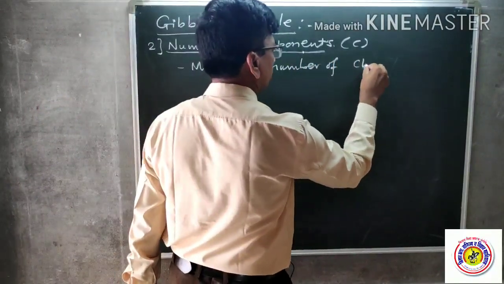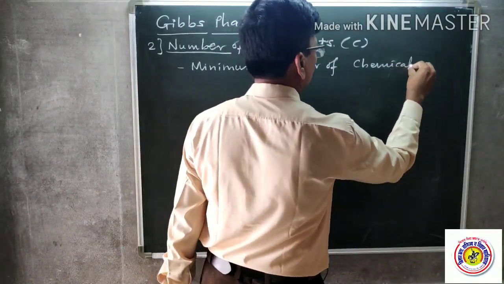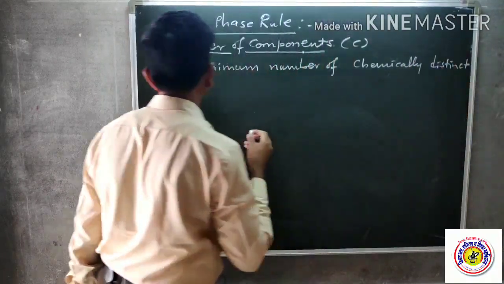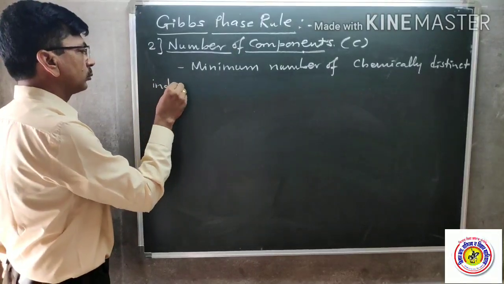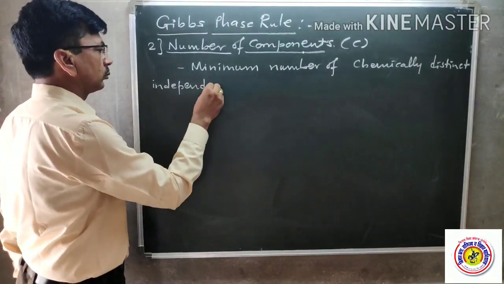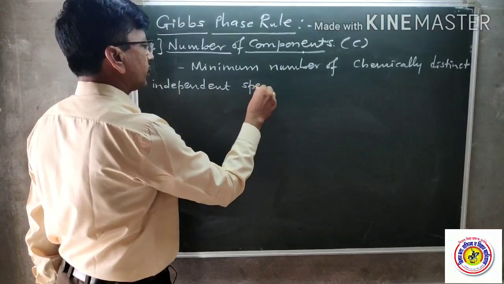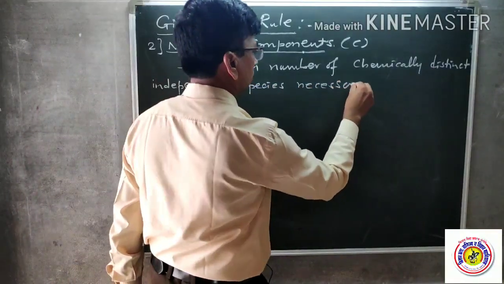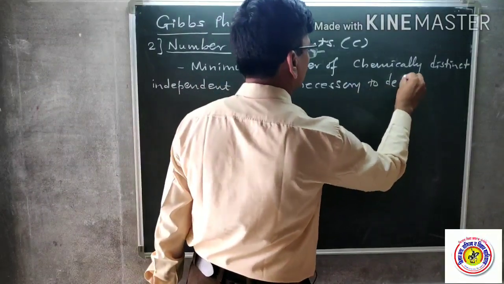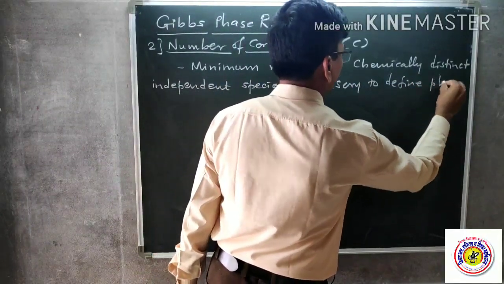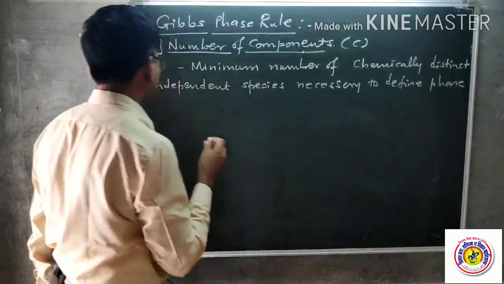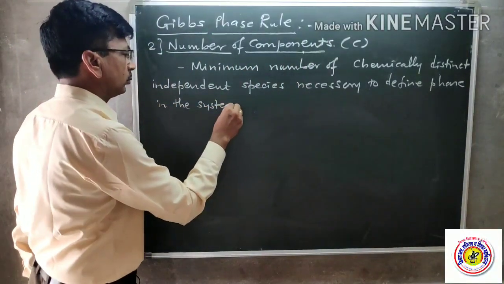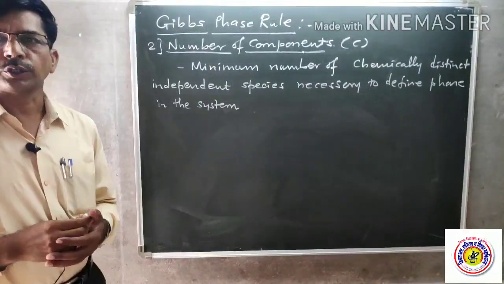Minimum number of chemically distinct independent species necessary to define each phase in the system is called the number of components.